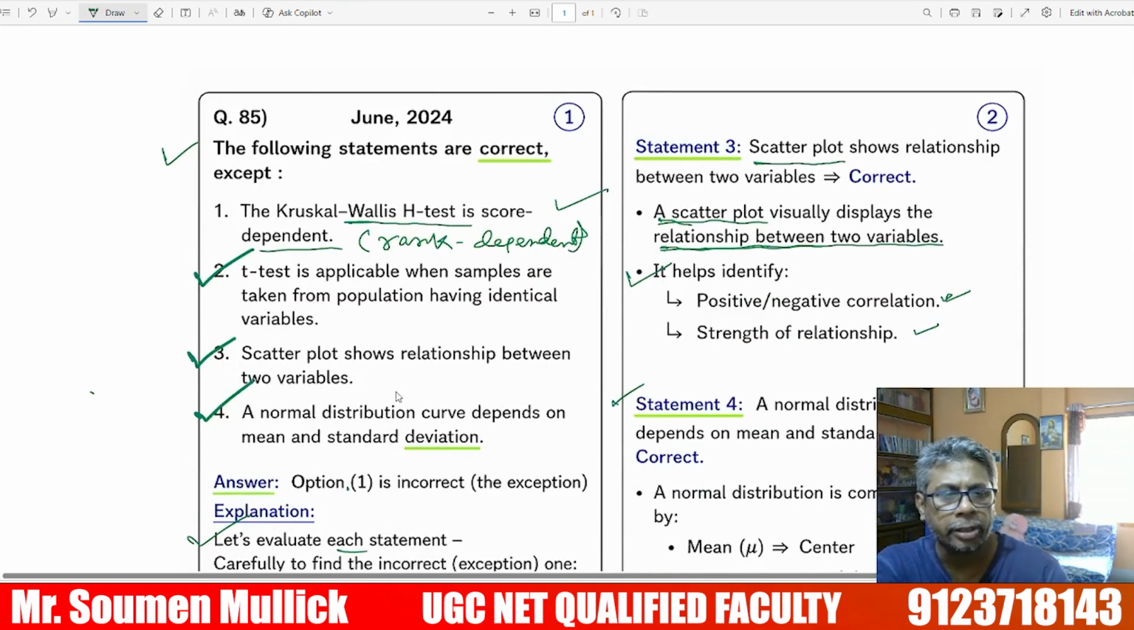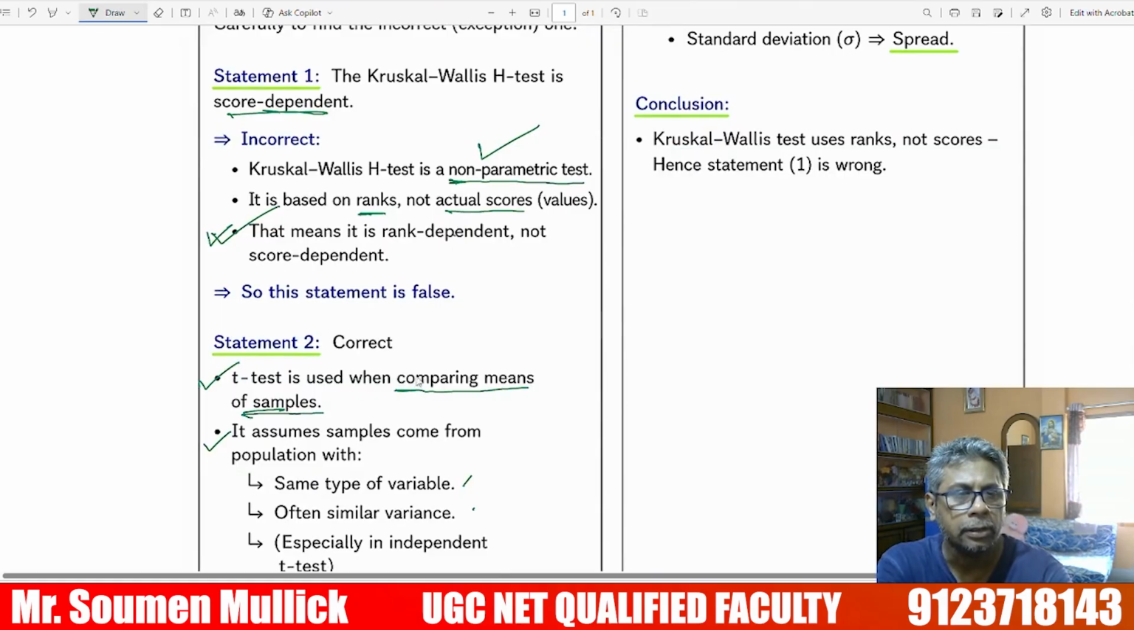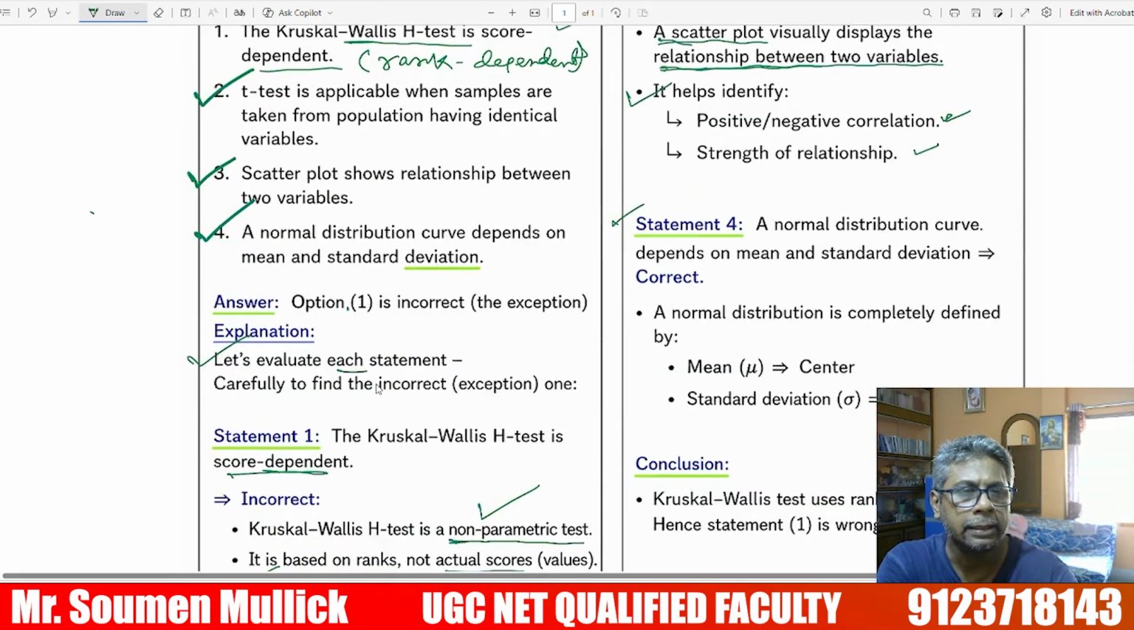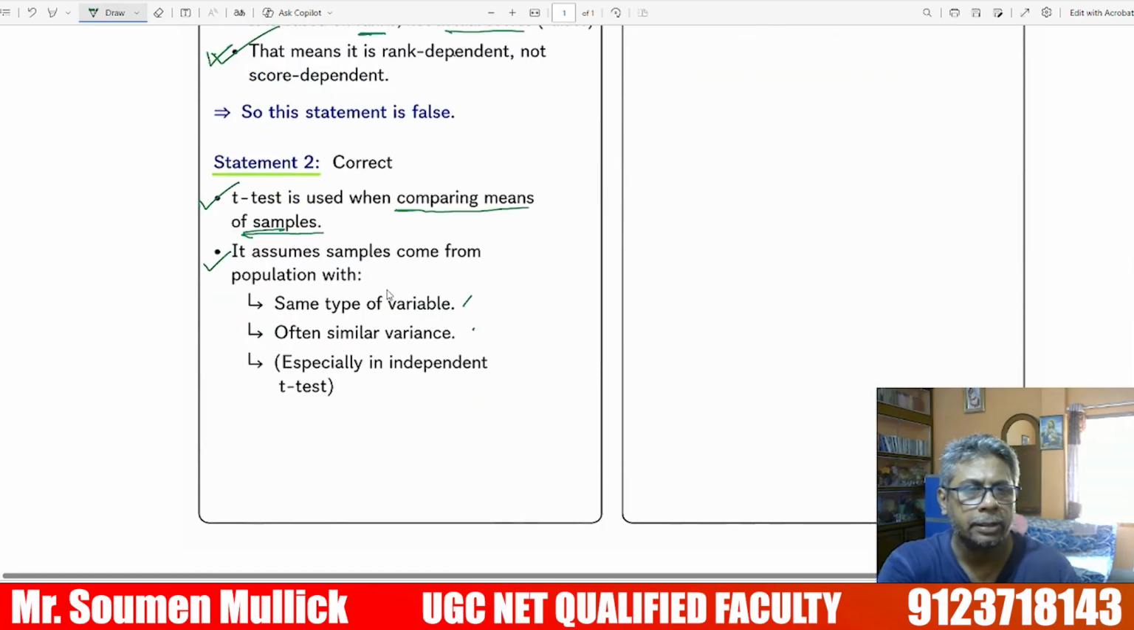So the H test is applicable when samples are taken from populations having identical variables. Statement 2 is correct. Now the t-test is applicable when comparing the mean of samples, not the H-test. So the t-test is used when comparing the mean of samples. The samples come from populations with the same types of variables, often similar variance, especially in the case of the independent t-test.